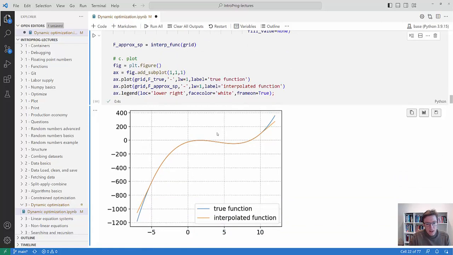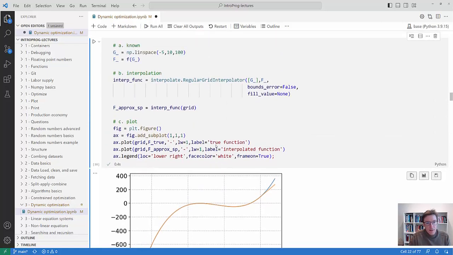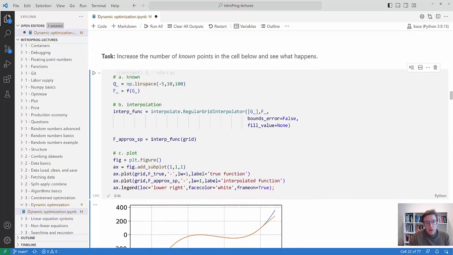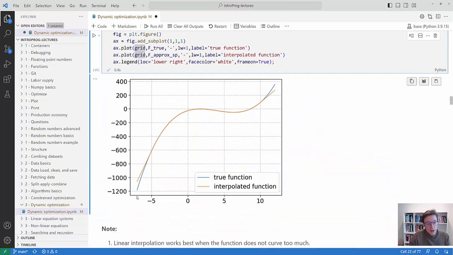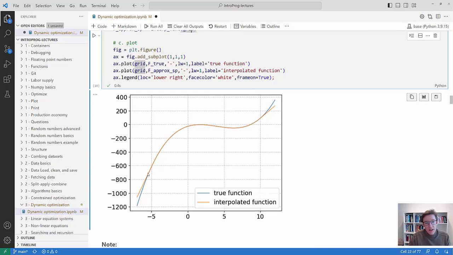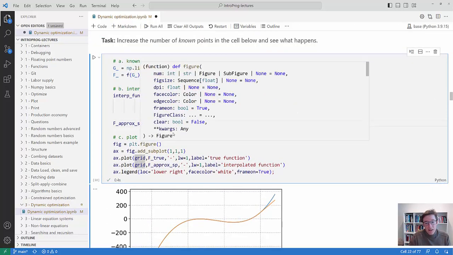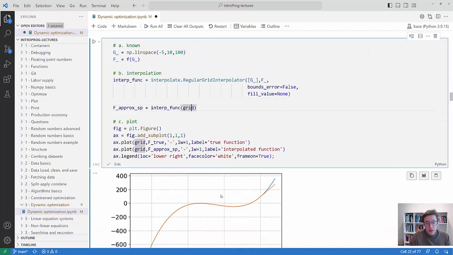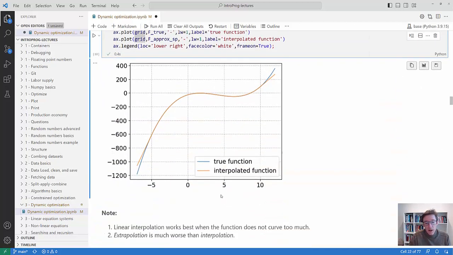So why is it really good and then bad in the ends? That's because my known points here are still between -5 and 10, while the grid that I specified is between, I think, -6 and 12. And therefore there will be extrapolation out here. And that's generally a bad thing. Extrapolation has much bigger errors than interpolation. So that's what you should take away.